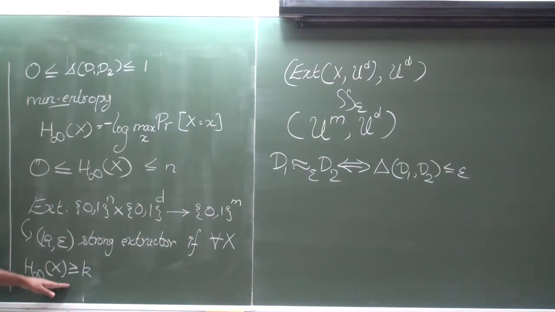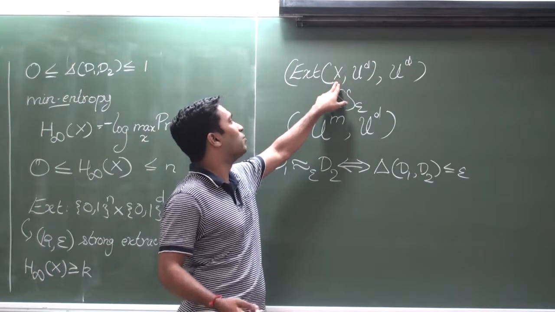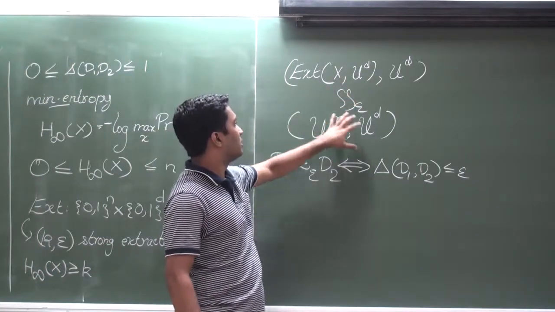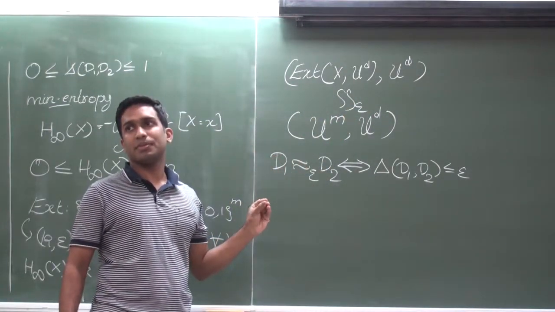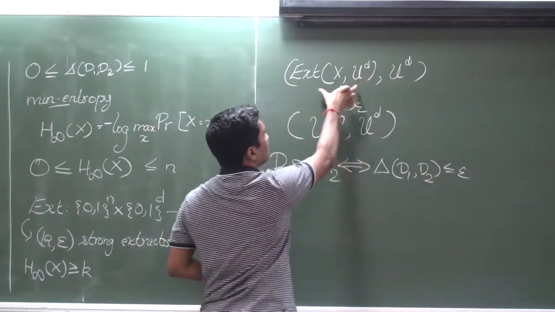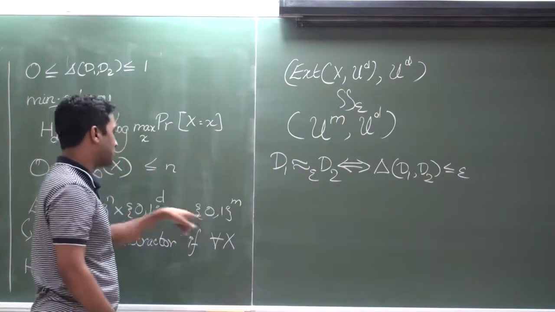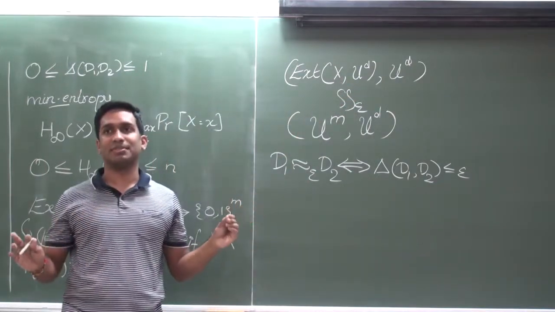If the distribution has enough min entropy, the more the min entropy, the more random it will become. Okay? And then, if I can use some truly random bits and these somewhat random bits, then the collection of these two will look random. So I have the initial d bits of randomness. I'm also outputting some m length string. Collectively, both of them look random.